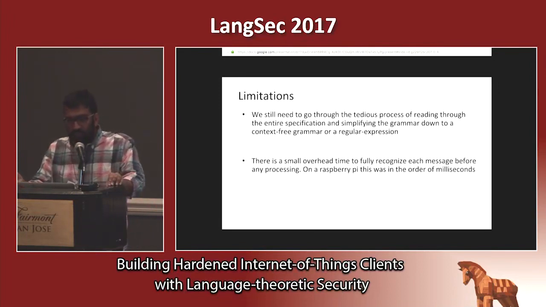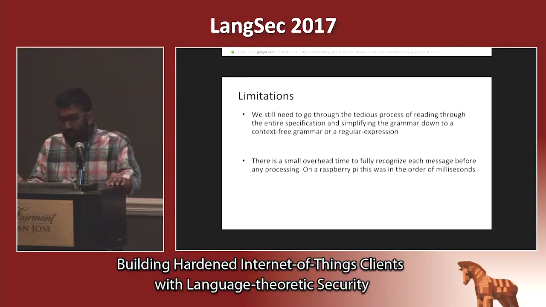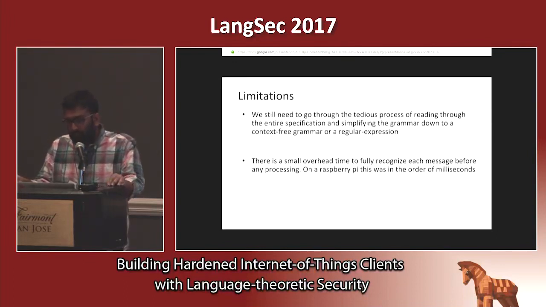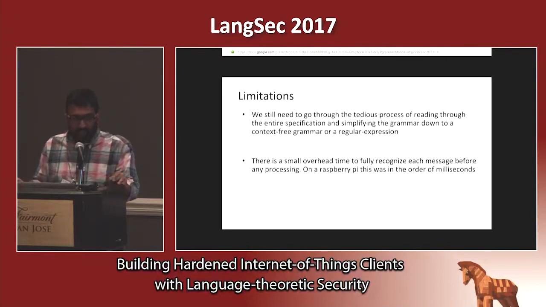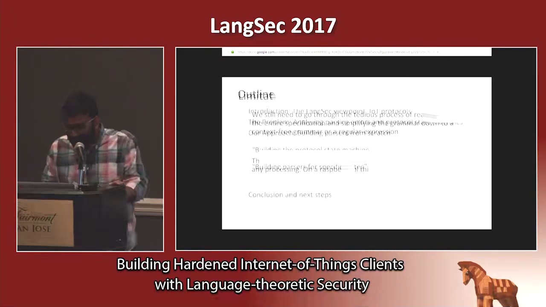And there is also an overhead to recognizing every message. We performed our experiments on a Raspberry Pi, and we found that for the XMPP protocol, it was in the order of milliseconds, and for the MQTT protocol, it was in the order of microseconds. So there is a small overhead to recognizing each message fully, but we feel that it is a price we should be willing to pay.